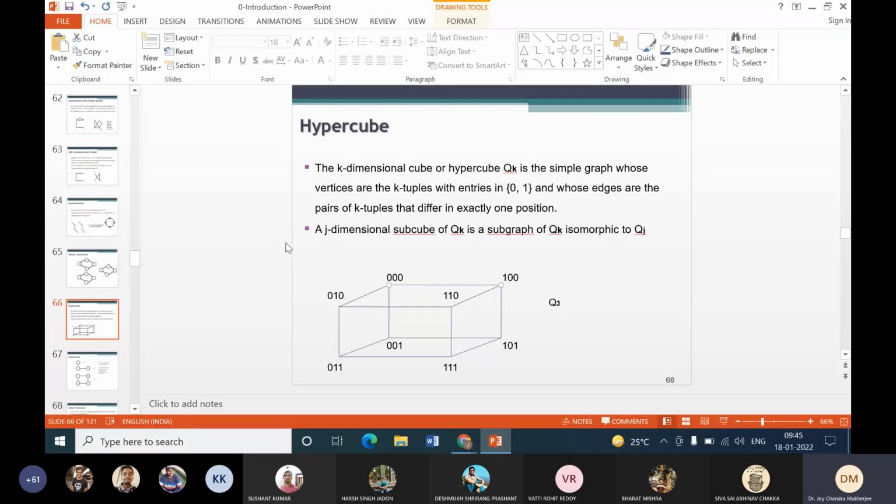So then a j-dimensional subcube of Qk is a subgraph of Qk isomorphic to Qj. Okay, we will look into this.